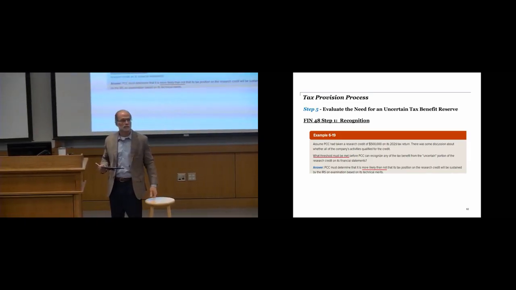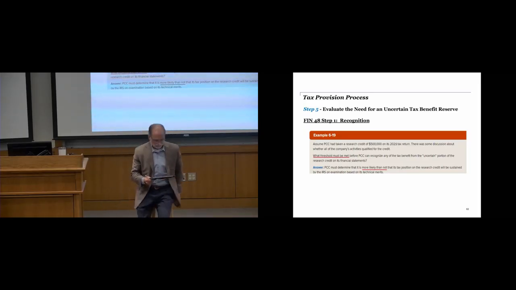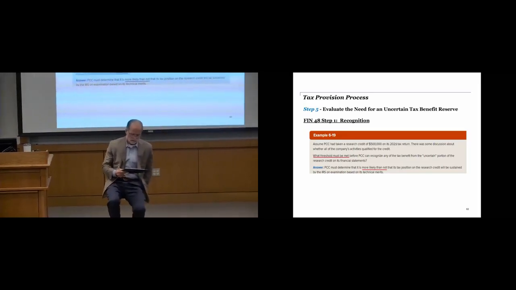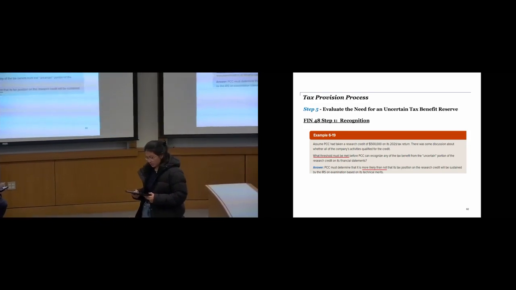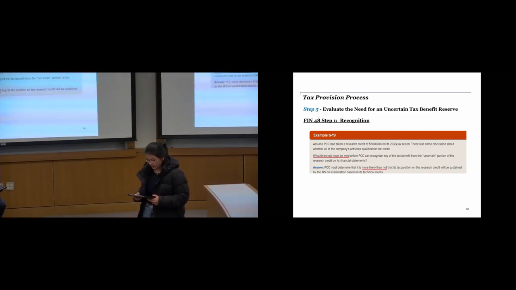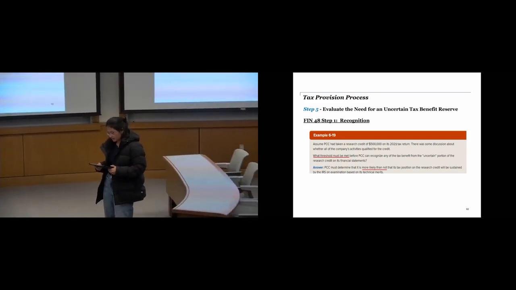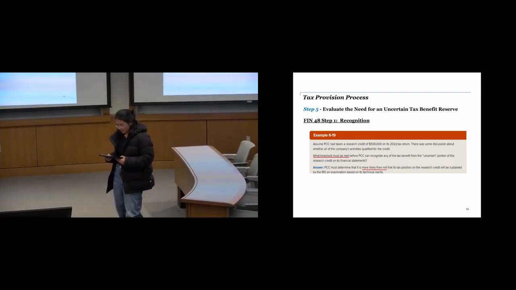So now let's assume that PCC has taken over 100,000 on its 2024 tax return, and that there was some discussion about whether all of the taxes is covered by the credit. The question is, what threshold must be met before PCC can recognize any of the tax benefit from the research credit on its financial statements? And the answer is that PCC must determine that it's more likely than not that its tax position on the research credit will be sustained by the IRS.